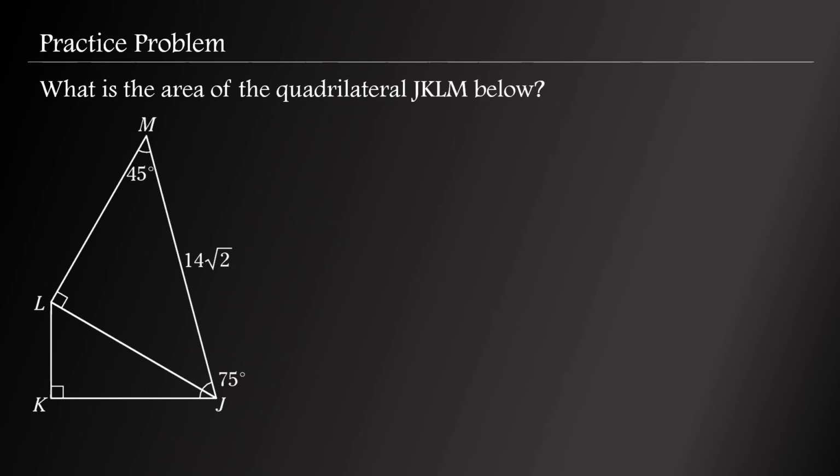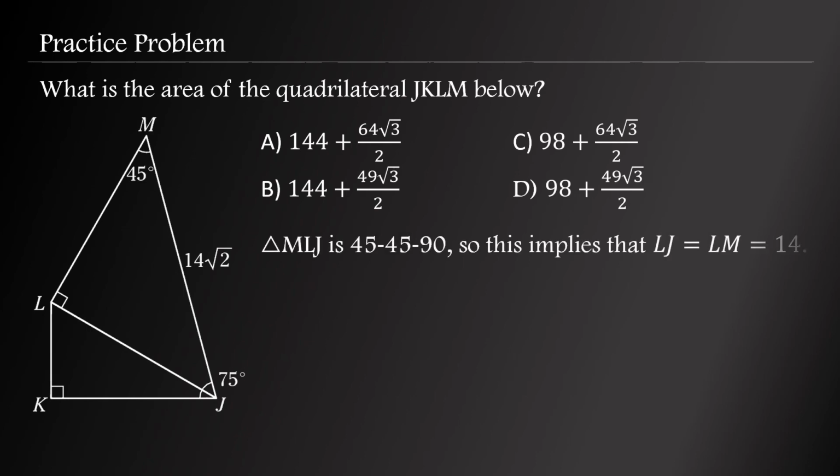In this question, we have to find the area of the quadrilateral JKLM. We can clearly see that MLJ is a 45, 45, 90 right triangle, so this implies that LJ is equal to LM is equal to 14. We will mark these on the diagram and move on.